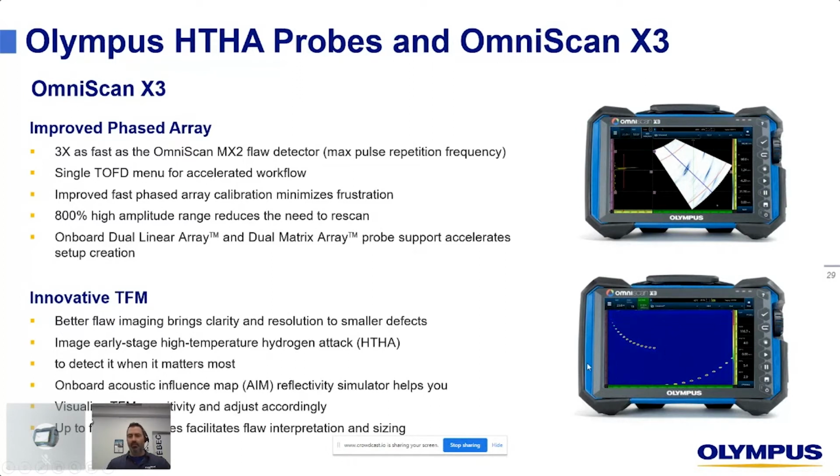What does the TFM bring? Better flaw imaging, so clarity and resolution to smaller defects. Imaging will help with early stage HTHA. Onboard acoustic influence map, the AIM. So you can simulate your inspection before actually going on the part and performing it.